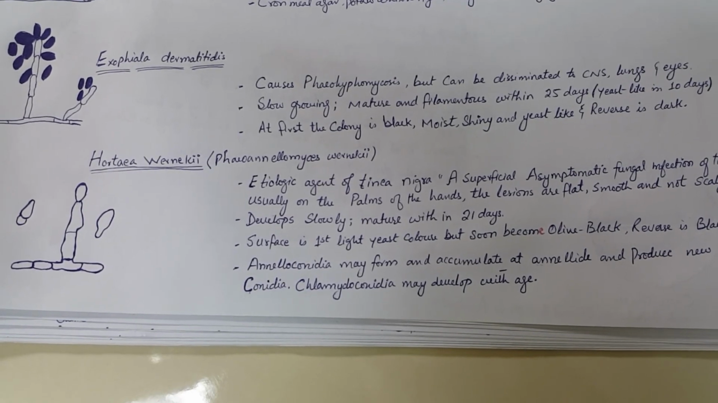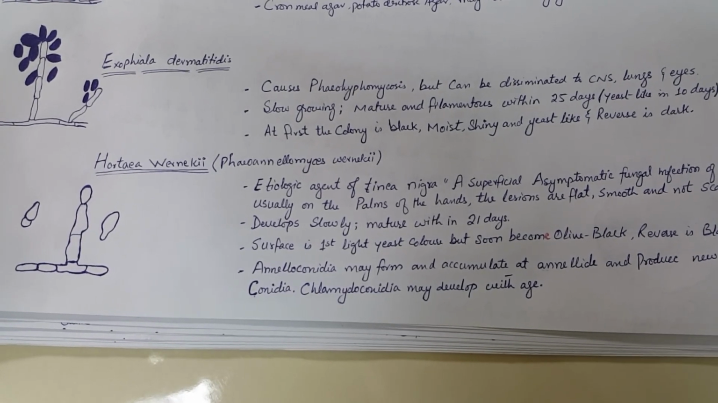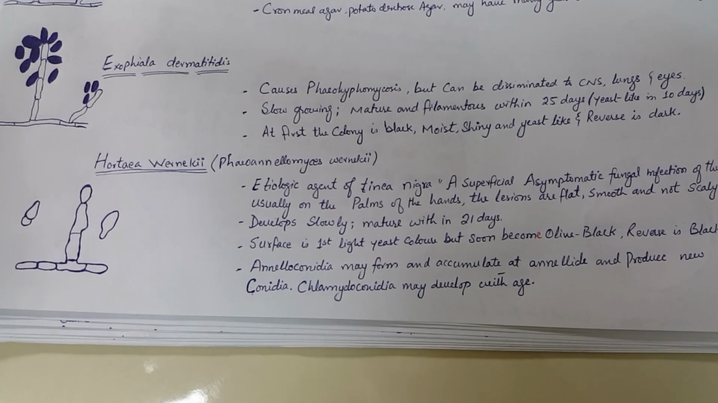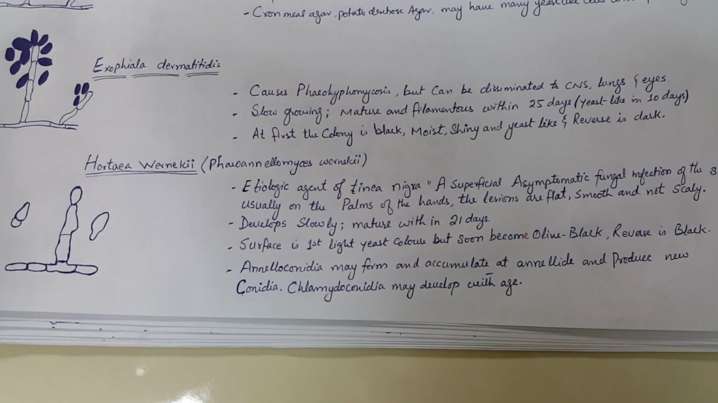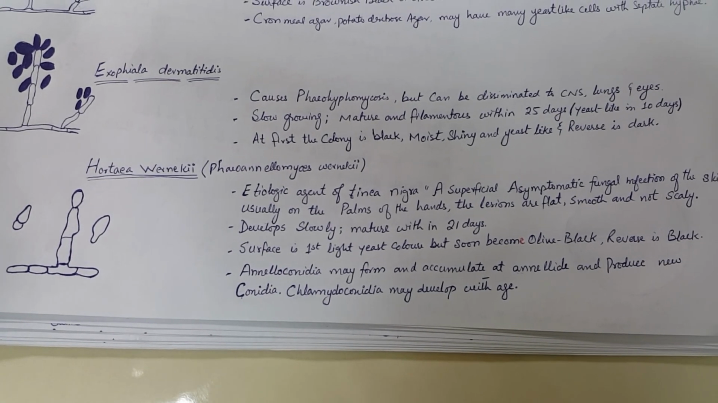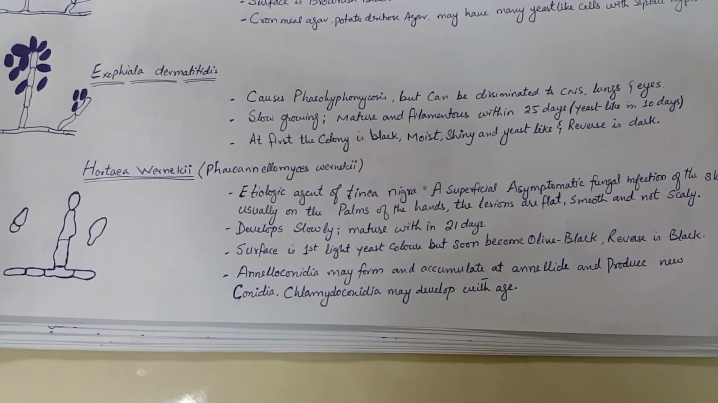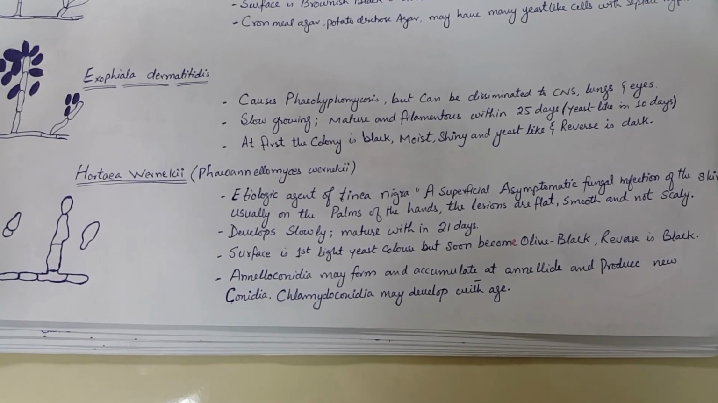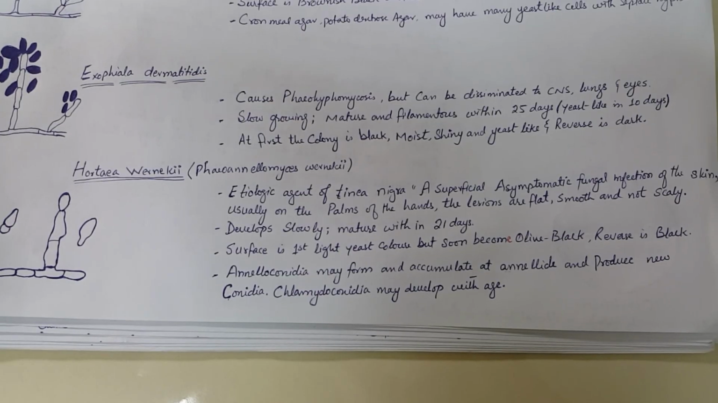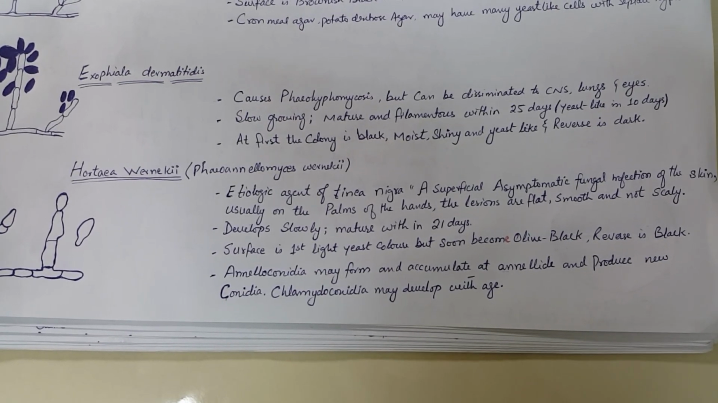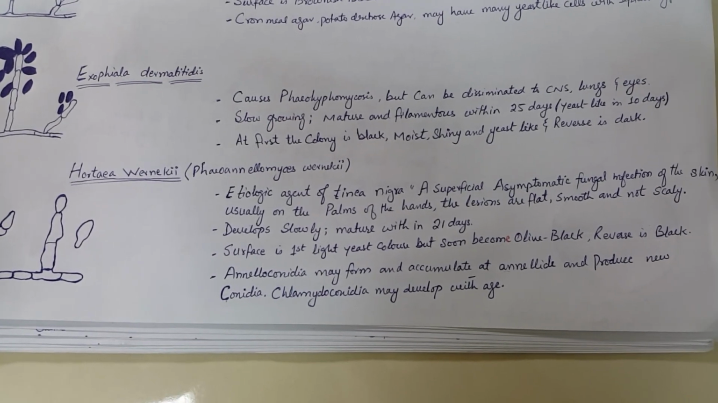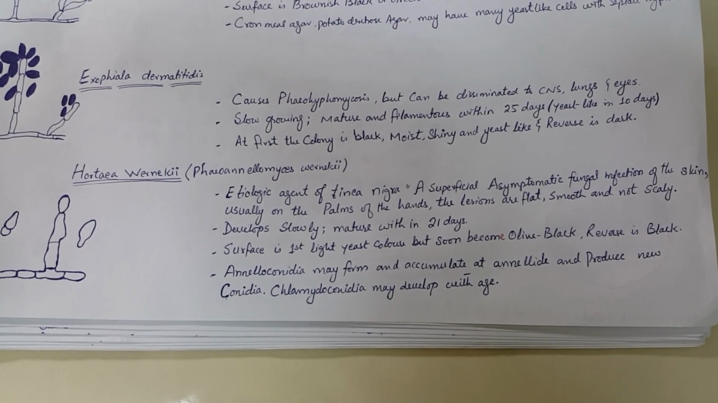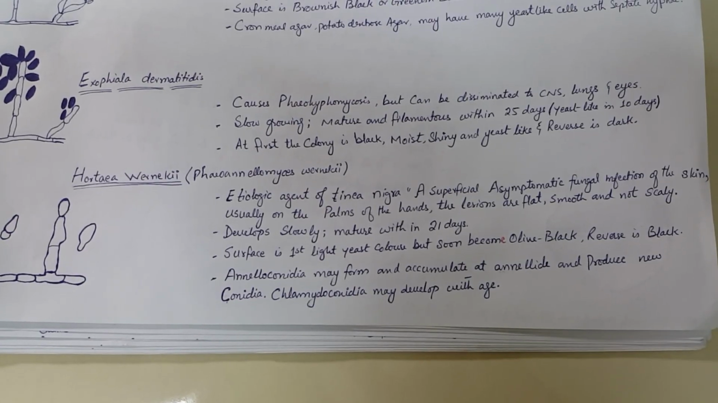Hortaea werneckii, formerly called Phaeoannellomyces werneckii, is an etiological agent of tinea nigra, a superficial asymptomatic fungal infection of the skin, usually on the palm of the hand, and the lesions are flat, smooth, and not scaly. Develops slowly, matures within 21 days. Surface is at first light yeast color but soon becomes olive black. Reverse is black. The annelloconidia may form and accumulate at the annellide and produce new conidia, and chlamydoconidia may develop with age.